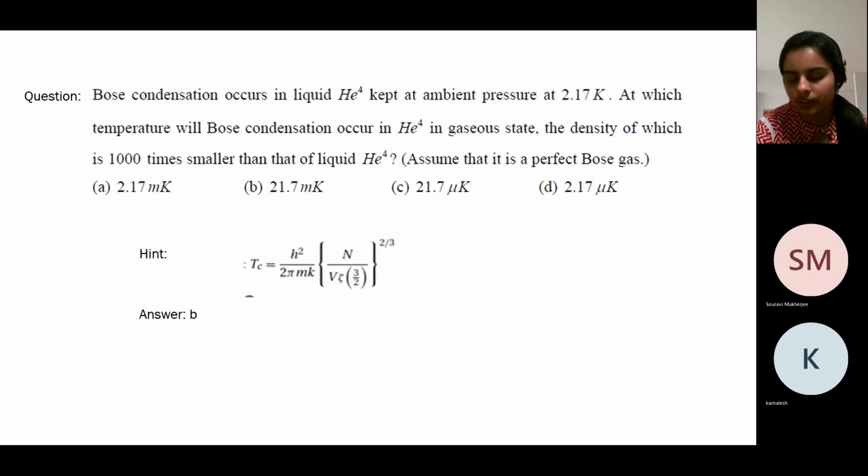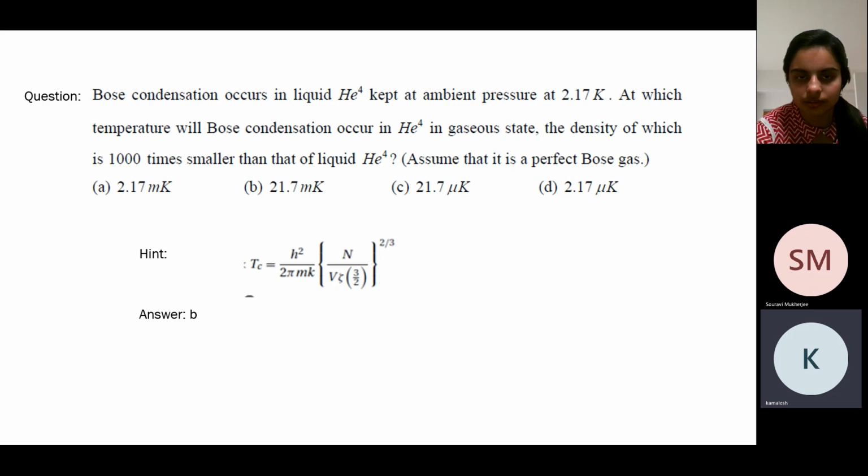So just try to derive the equations once and then remember these dependencies, like how temperature depends, how pressure depends on the density and these variables. Try to get used to it.